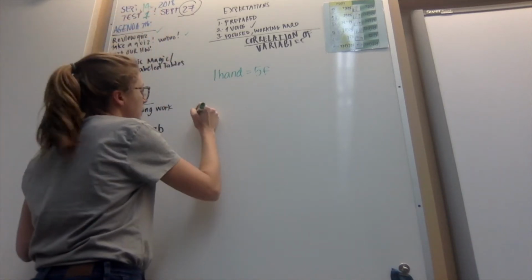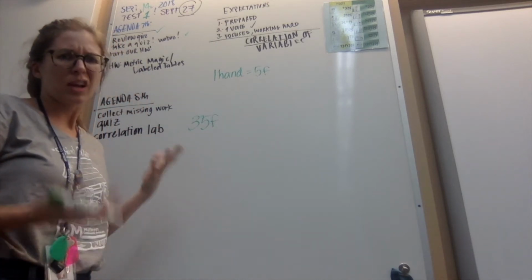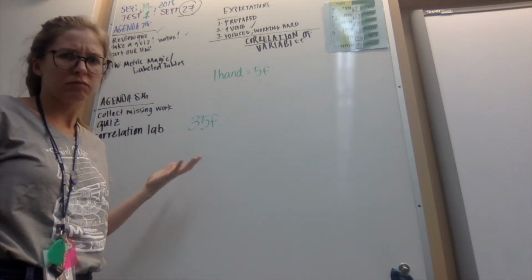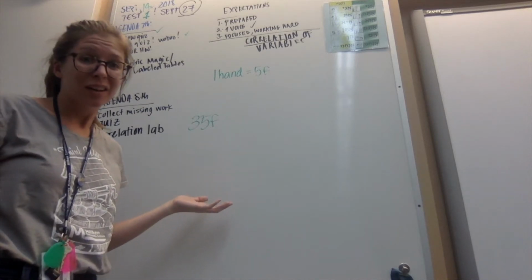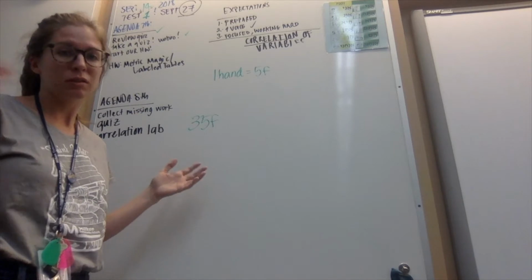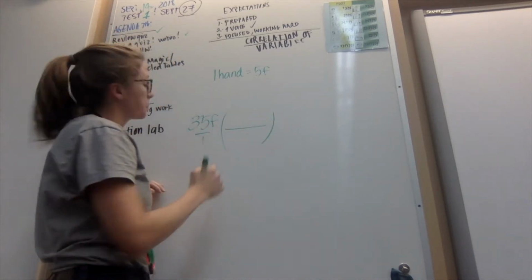And so what if I have 35 fingers, right? 35 fingers, how many hands is that? Right now in your mind, you might be thinking, well, 35 divided by 5 is 7. And you're right. But you can't just write that because we're doing dimensional analysis. So this is how you would set that up.